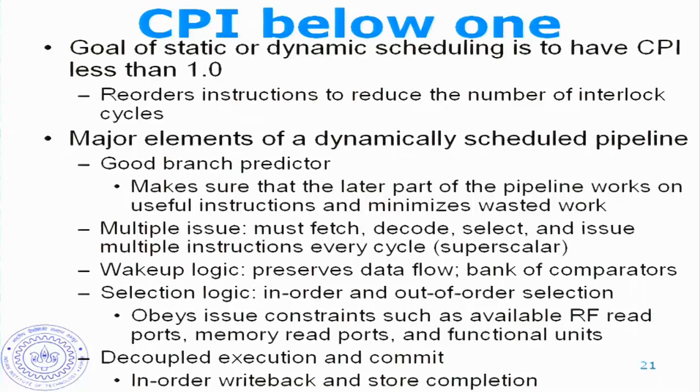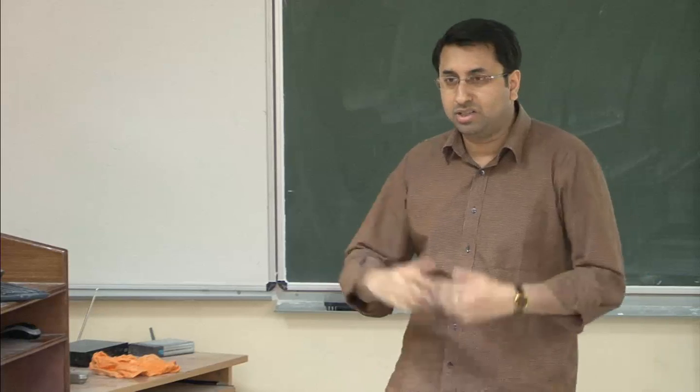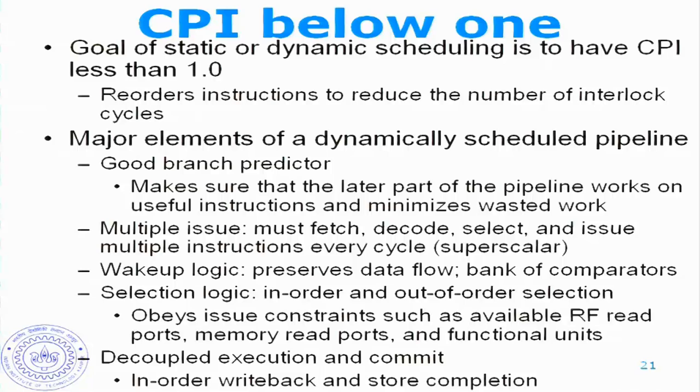Essentially the idea here is that the selection logic obeys the issue constraints, such as available register file read ports, memory read ports, and functional units. The example I just mentioned about 10 instructions maximum comes from these constraints. Because 10 instructions would possibly mean that your register file has 20 read ports. Memory read ports may be something depending on how many of these 10 instructions can be memory operations, and so on and so forth.